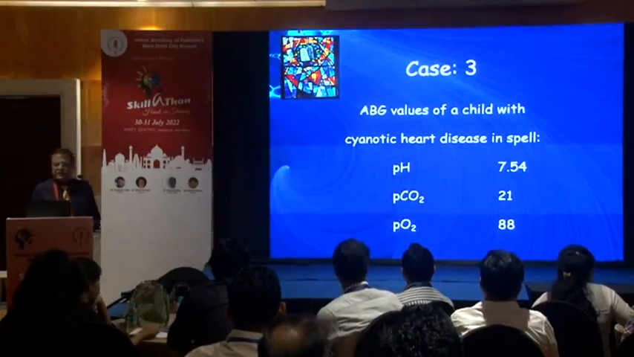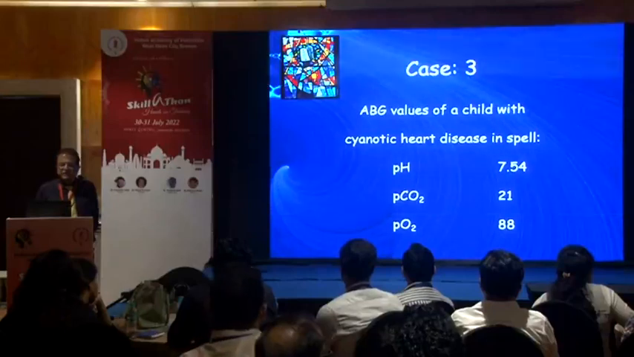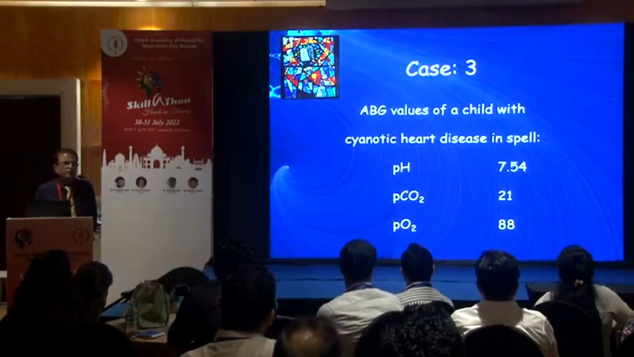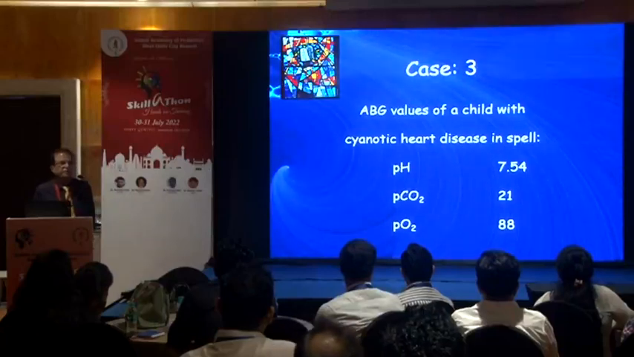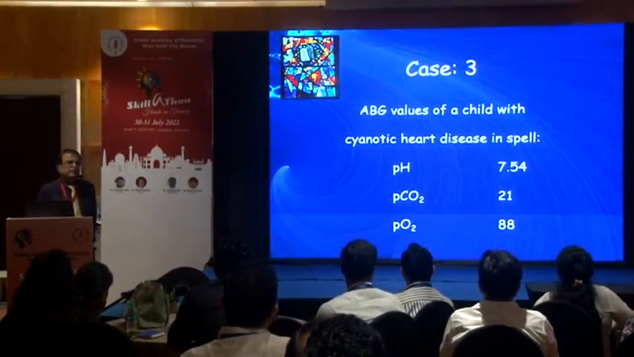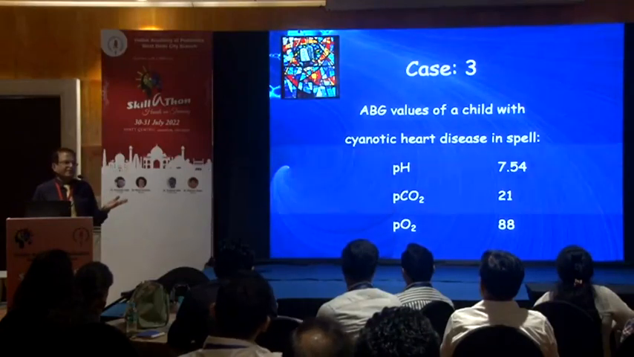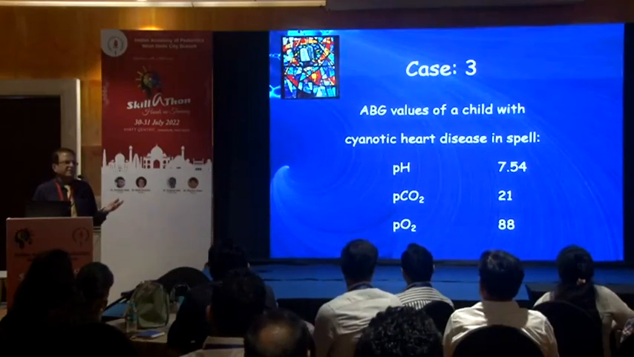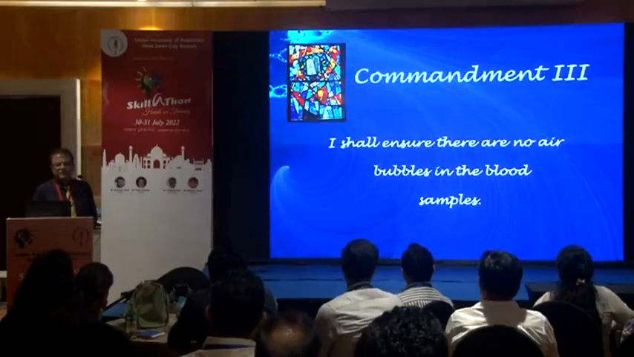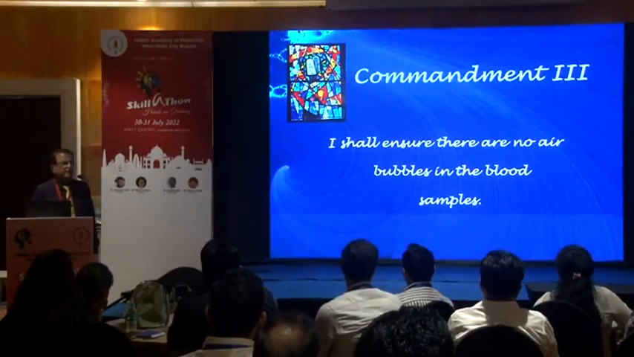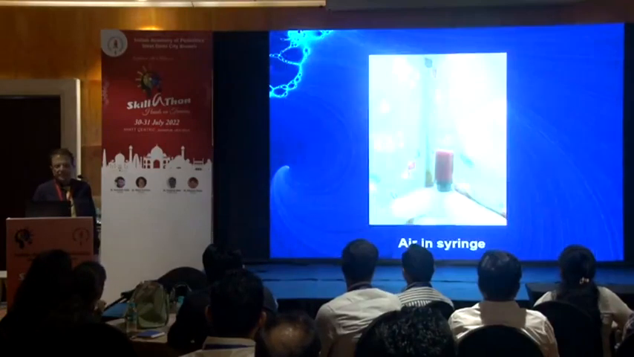ABG value of a child with cyanotic spell. pH is 7.54, CO2 is 21, and O2 is 88. What's wrong in these values? Somebody in cyanosis cannot have a PO2 of 88. Impossible, right? So why did it become possible? Because I shall make sure that there are no air bubbles in the blood sample that I send for ABG analysis.